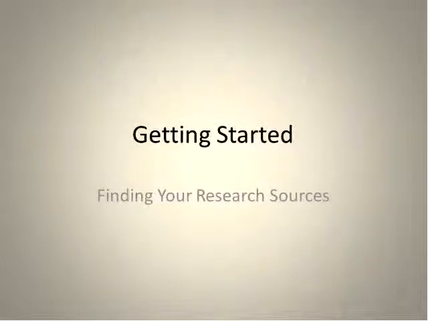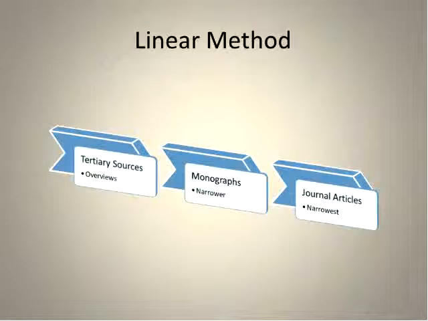In this lecture, we want to talk about how to get started finding your research sources, particularly your secondary sources. At least give you some kind of idea about how to get that process going, and we'll refine that in future lectures. One way to think about how to gather sources and information is to look at Elizabeth Frick's 1995 linear method, which is on the slide before you right now.